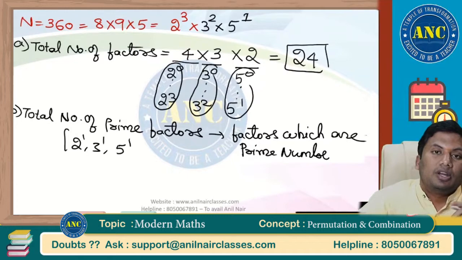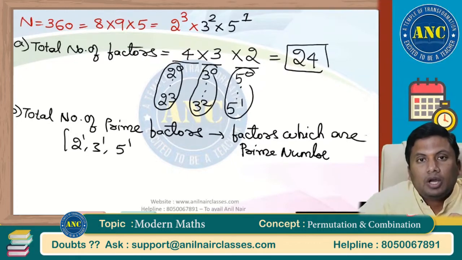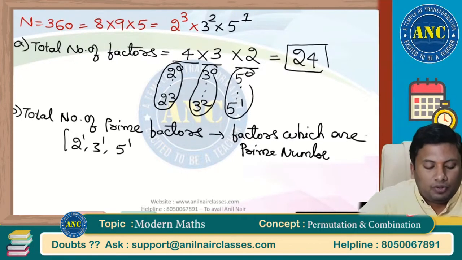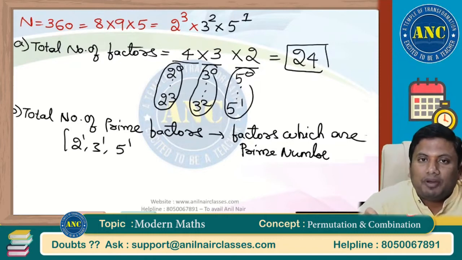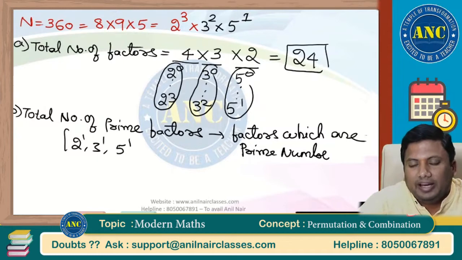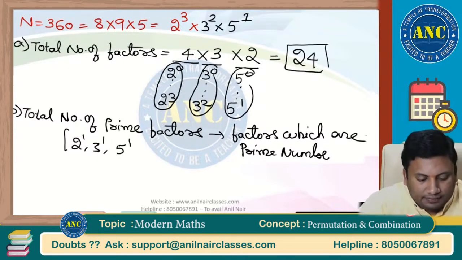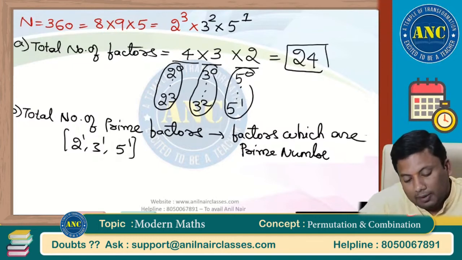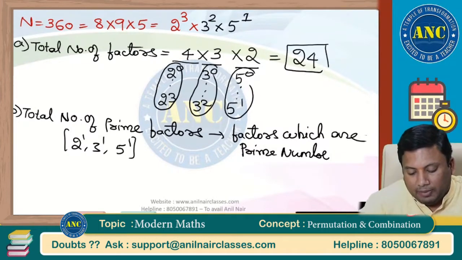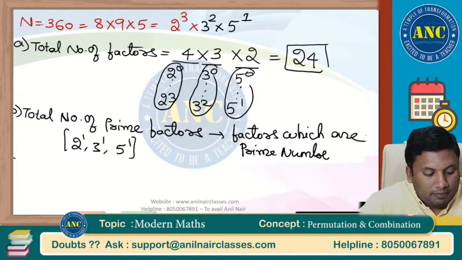2 power 0, which is 1, is neither prime nor composite. 2 square, 4 is a composite number. Any power of a prime number other than 1 will become composite. 2 cube, 8 is composite. 2 power 4, 16 is composite. So total number of prime factors is nothing but the factors which are prime numbers.